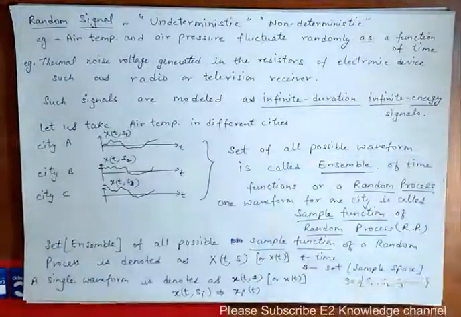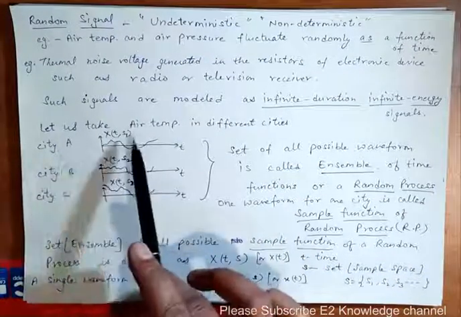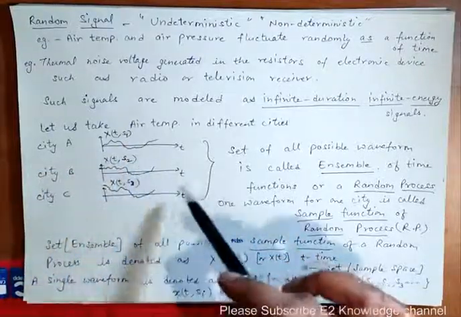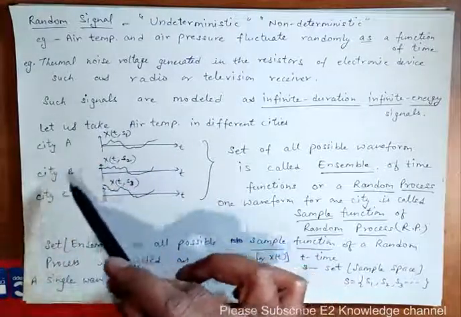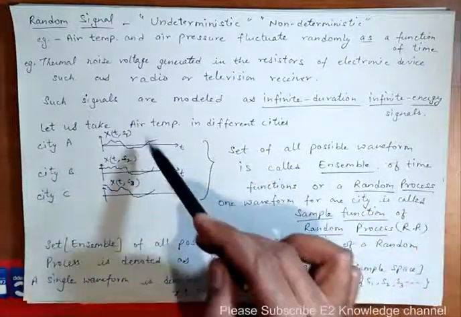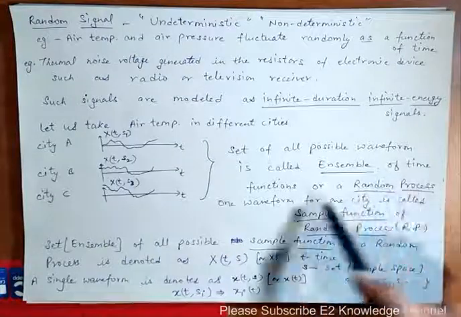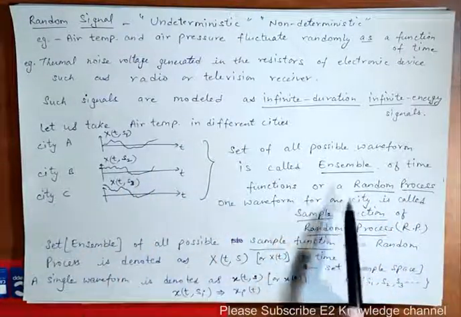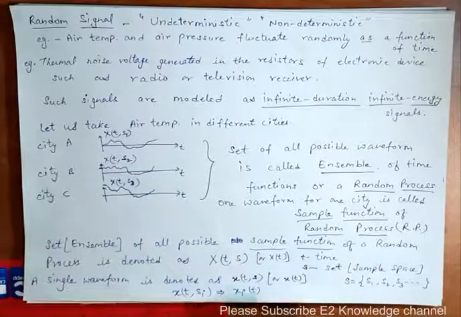We are taking an example to discuss in detail. Let us take air temperature in different cities, city A, B, C, and we have the different temperature with respect to time plot. Suppose we have taken 3 cities, we can take n cities obviously. The set of all possible waveforms is called an ensemble. Ensemble means a set, an ensemble of time functions because it varies with time. And further we can call it completely a random process.